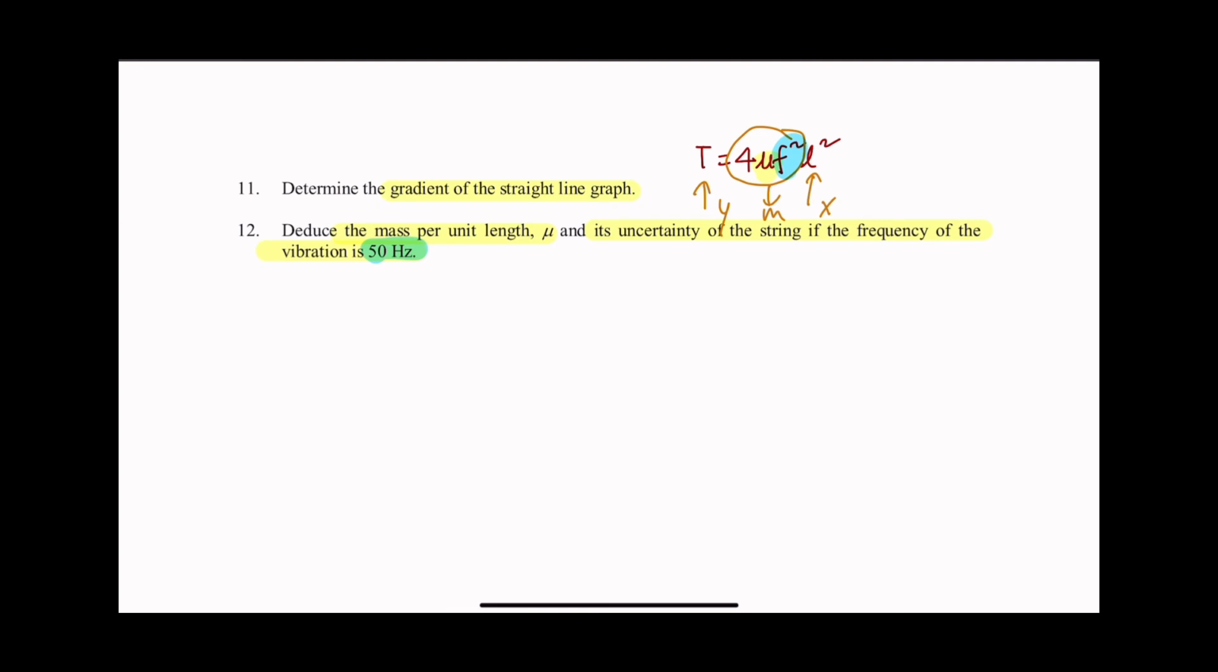So your answer must be in this form: mu plus minus delta mu. And the unit, because it is mass per unit length, should be kg m negative 1. Mass per unit length. So the mass must be converted to kg.